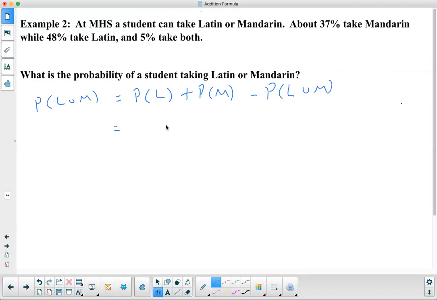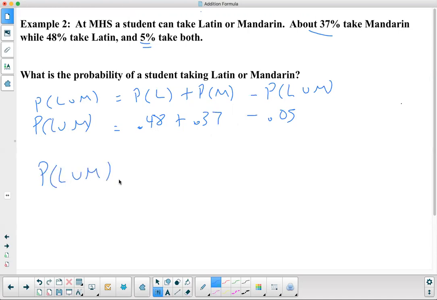So the probability of Latin is 48% or 0.48. The probability of Mandarin is 37% or 0.37. And the probability of somebody taking both is 0.05. If you ask a student at Maspeth High School what subject they take, 37% of the time that person is going to say Mandarin, 48% of the time Latin. If you ask 100 people, 48 of them would say they take Latin, and 5 of them would say both.